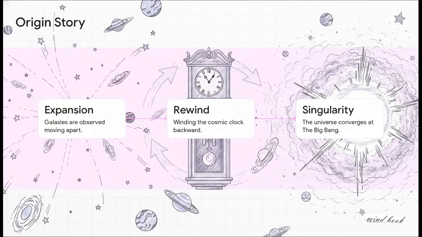Step 1. We observe that galaxies are moving apart. The universe is expanding. Okay, so step 2. Let's wind the cosmic clock backward. If everything is moving apart today, it stands to reason that, in the past, things were closer together.